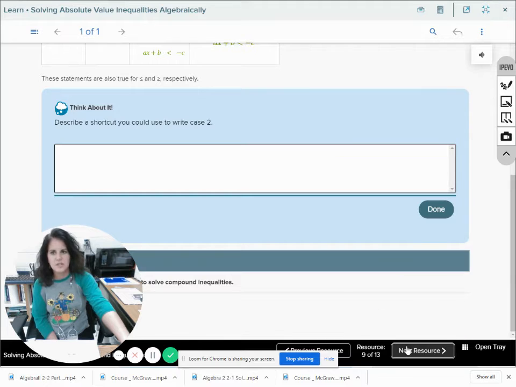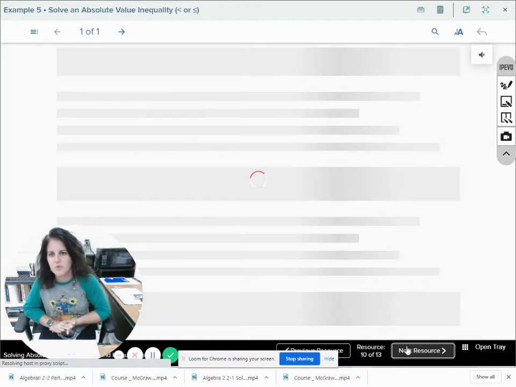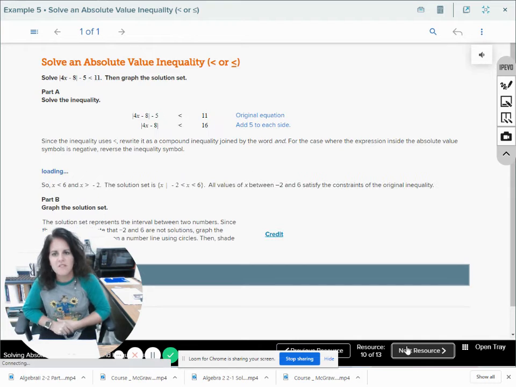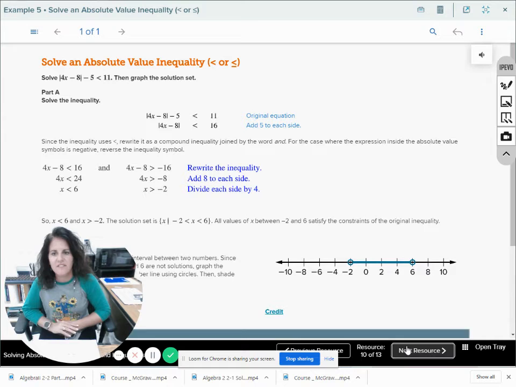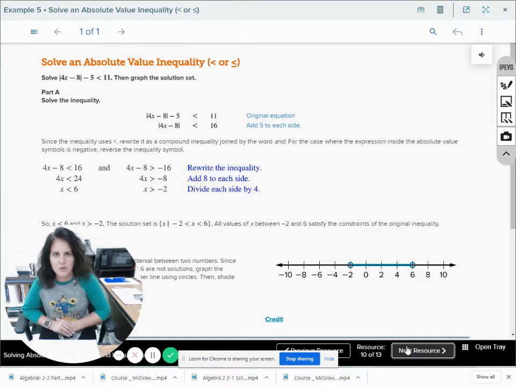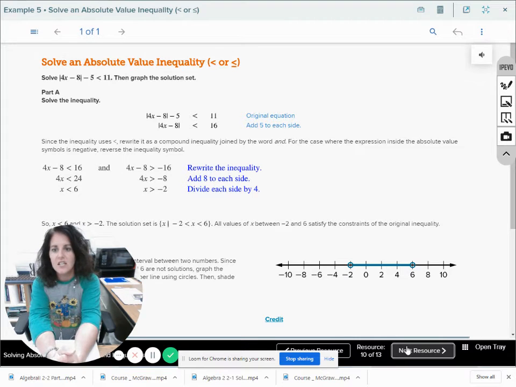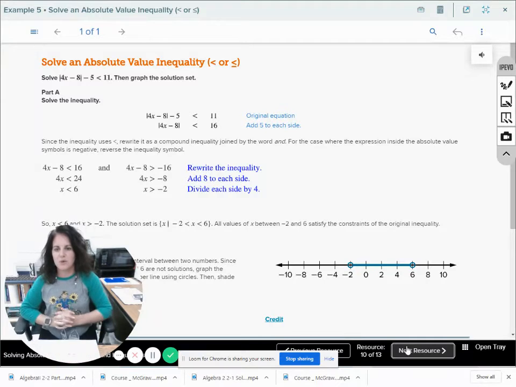Okay, so let's jump into it and look at some examples. Beginning with example 5, it says solve an absolute value inequality. We've got the absolute value of 4x minus 8, minus 5, is less than 11. So again, it's important to first isolate the absolute value. We always isolate first. Then we make our two cases. So I've got to get rid of that minus 5. I do that by adding 5 to both sides of the inequality. So I end up with the absolute value of 4x minus 8 is less than 16.